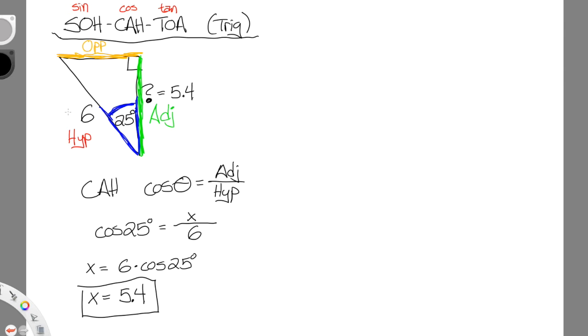So now let's do another example. Let's do this triangle right here. And this time, I'm going to give you this angle down here, 34 degrees. And this side over here is 5, and I'm going to ask for the hypotenuse.